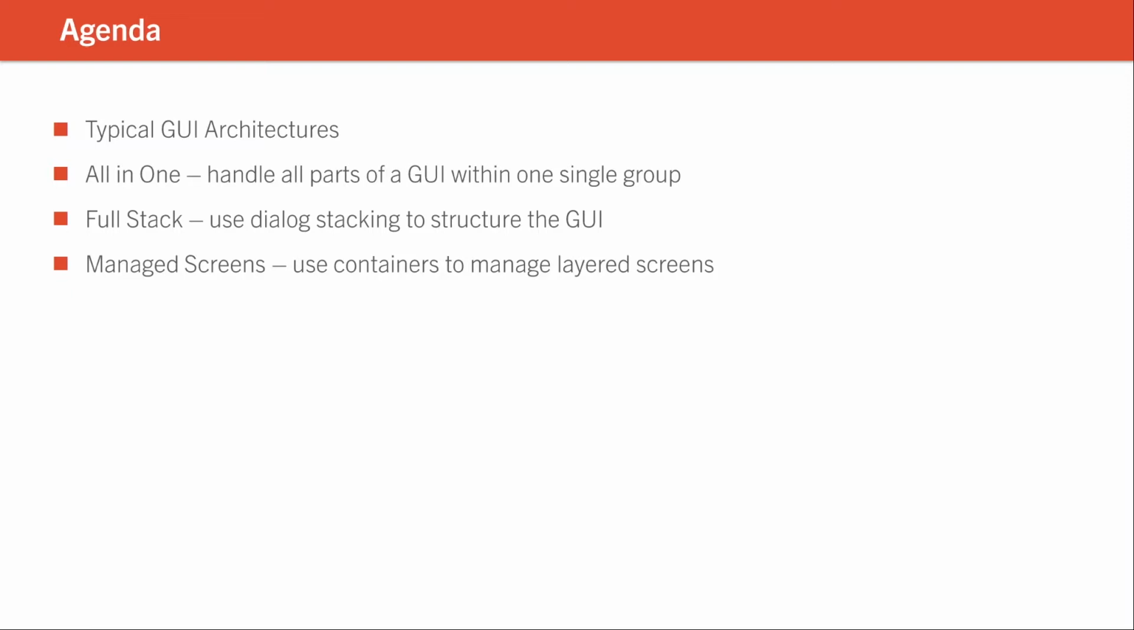This architecture uses the dialog stacking with the included dialog framework to structure your user interface. That's also quite useful, especially if you want to have screens which have transparency one to each other, or if you have a very lean design with a good back navigation. And the third example I want to show you today is an example using a managed screens approach. That means I want to show you how you can use containers to manage layered screens and what it means for your GUI architecture.